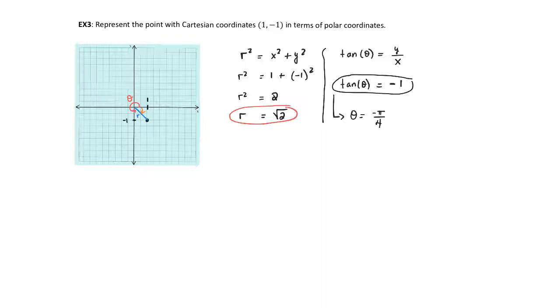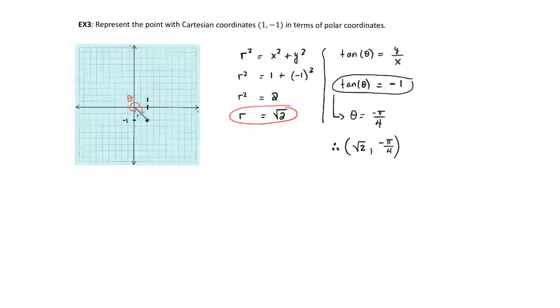And as I said, a negative theta is totally fine. So therefore, a polar representation of this point will be the point square root of 2. That will be the radial length. And then the angular measure is going to be negative pi over 4.